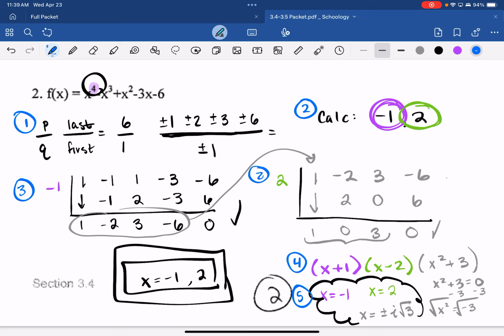These are the factors of 3. So the numbers that when I multiply them together, I'll get 3. Can I do it where you type in like 3 divided by x? Yeah, you can do that.